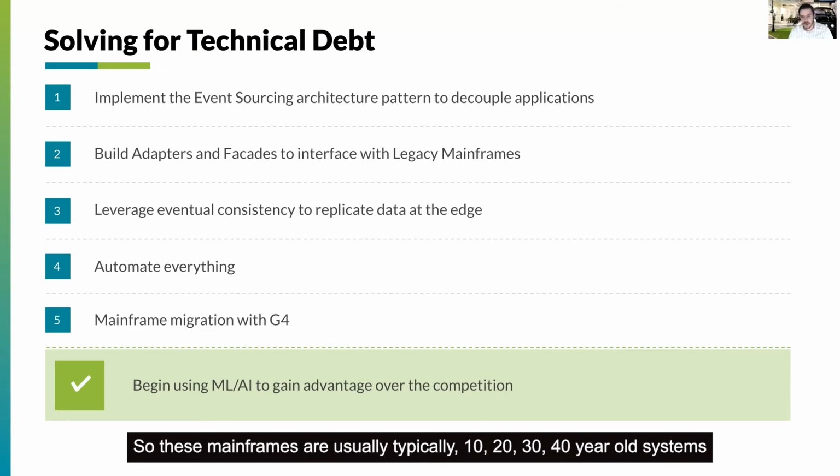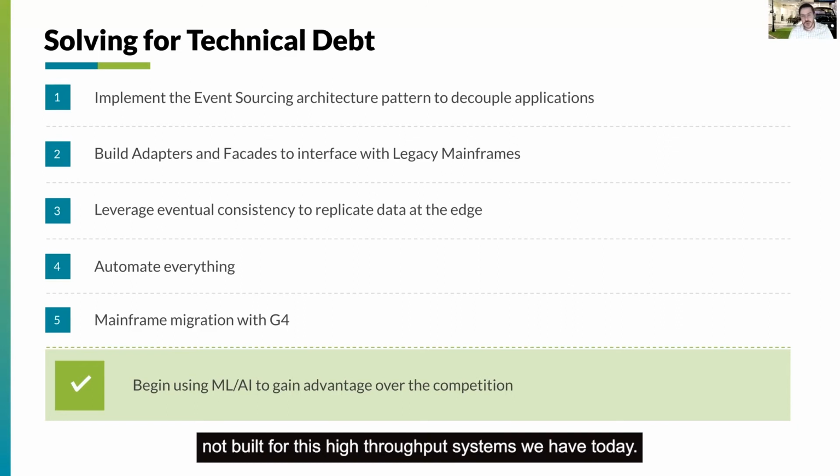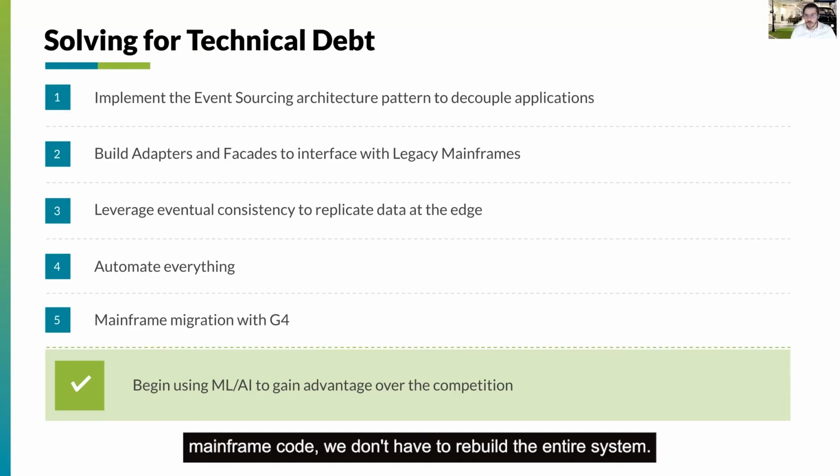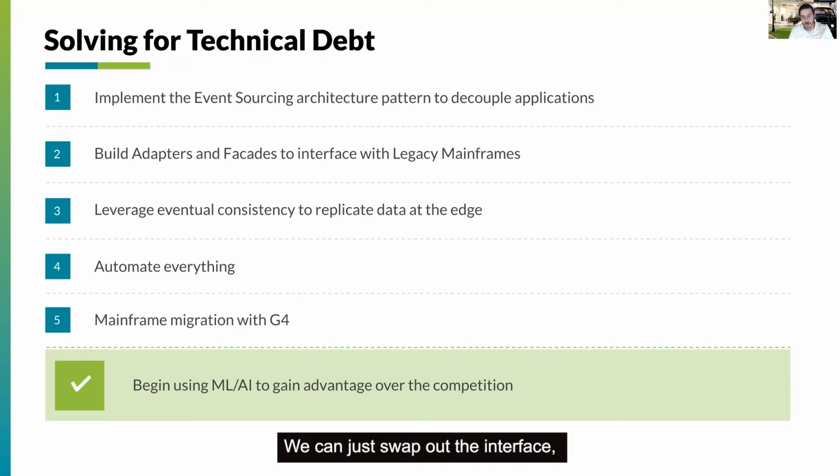These mainframes are typically 10, 20, 30, 40-year-old systems, not built for the high throughput systems we have today. So by giving them essentially a throttle in front of them that will pull the messages as fast as the mainframe can consume them, we can work with that interface for our new design. This also allows us to build all of our new code on top of that interface. And then as we go in and start to replace, update and refresh some of that mainframe code, we don't have to rebuild the entire system. We're already interfacing with that facade. We can just swap out the interface, plug in the new system, and we're off to the races.